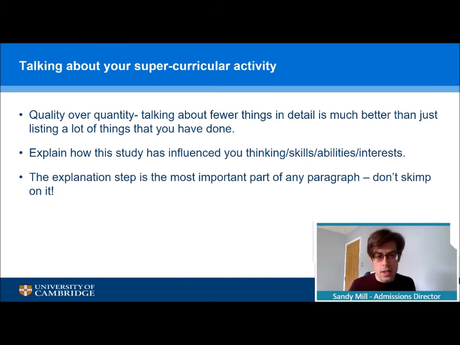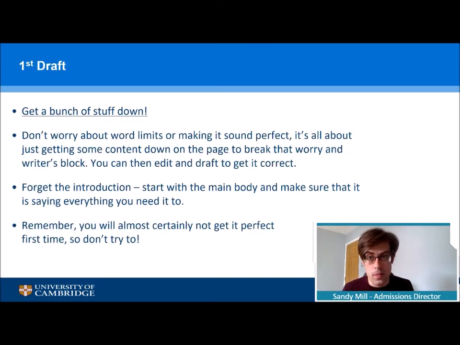We're thinking about quality over quantity here as well. We would much rather see a few in-depth paragraphs rather than a whole bunch of stuff and trying to list off everything that you've done. Quality over quantity, always, okay? And really don't skimp on that explanation step. The more that you put in for that, the more in-depth that is, the better, because that's going to really show us the sorts of things that we are looking for from a prospective student.